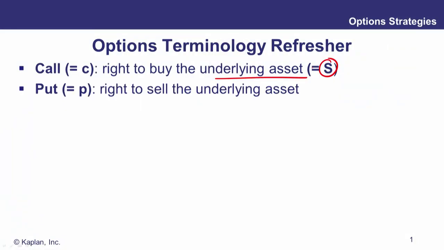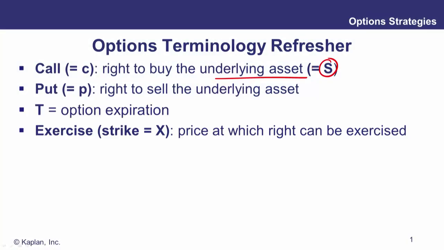The other type of basic option is a put. That's the right to sell an underlying asset. You don't have to, but it's the right to do so should you choose to, if you hold this option. So a put, obviously, would be thinking about selling the asset at a fixed strike if it goes down.